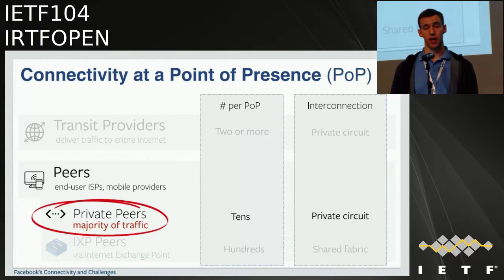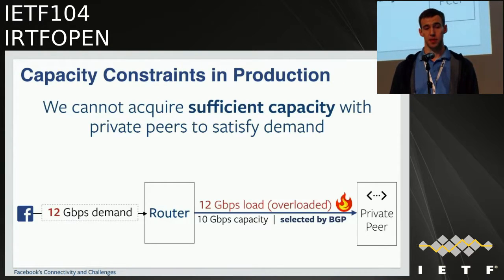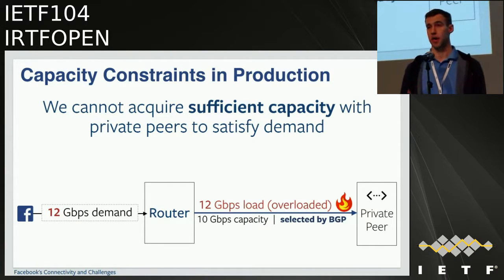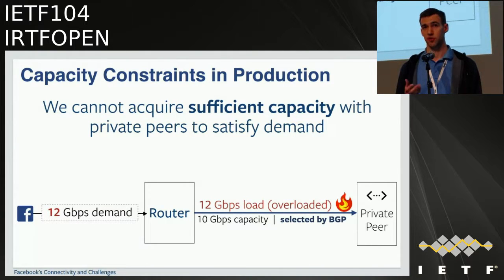So as a result of that routing policy, the vast majority of our traffic actually egresses through these private peers. But that creates a problem because we cannot acquire sufficient capacity with our private peers to satisfy all demand. We always try to do this, but due to logistical constraints and business constraints, it's simply not always possible for us to establish sufficient capacity. And as a result, you can end up with scenarios like the one I illustrated earlier, where during a peak time period or perhaps during a failure, you have a link that becomes overloaded due to BGP's decision process.